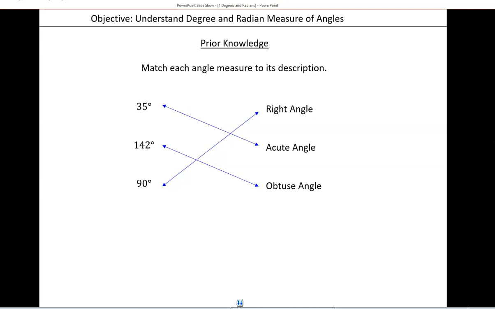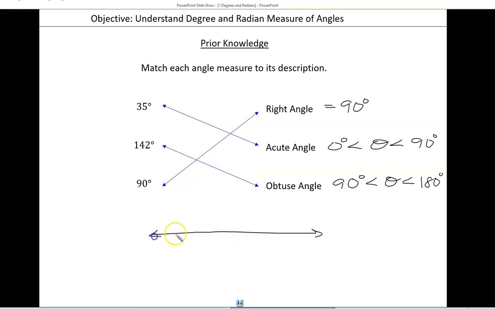So at this point, all of you should be familiar with the three basic types of angles. An acute angle, which is an angle that is greater than 0 degrees, but less than 90. The right angle, which is equal to 90 degrees. And then the obtuse angle, which has to be greater than 90 degrees, but less than 180 degrees. 180 degrees, you might recall, is the measurement of a straight line. We call that the straight angle. So you might remember that one also.